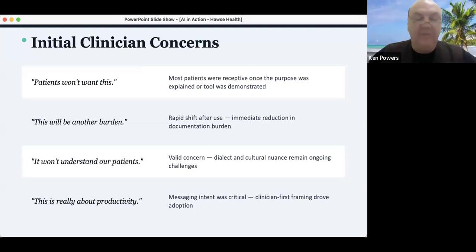Sorry about that. You really can't see, but in preparation for this slide, I literally rolled up my sleeves because this was a very interesting process. Even though this slide is very good, I don't know that it completely does justice to how we were able to manage the initial clinician concerns.